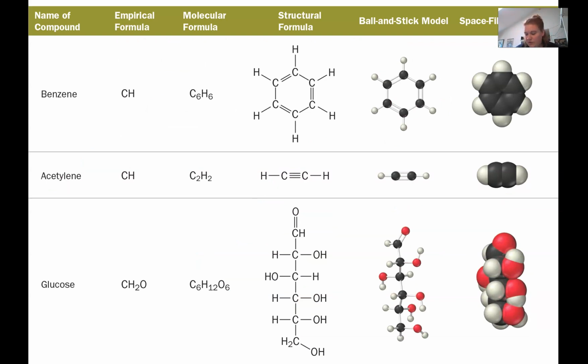There's also a handful of ways to represent a structure. So there's a couple things on this slide we need to talk about. The first thing are those 2 words right there, empirical formula and molecular formula. The empirical formula is the lowest ratio. And the molecular formula is how it actually exists.